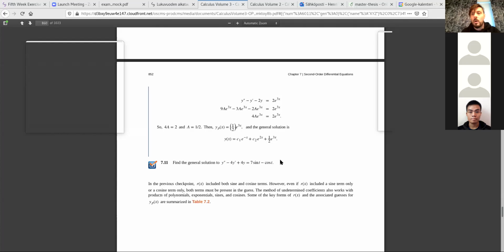At this point, I'm going to divide you into groups, and I'm going to ask you to do 7.11. Find the general solution to this. The process is as follows. 1, find the solution to the homogeneous.